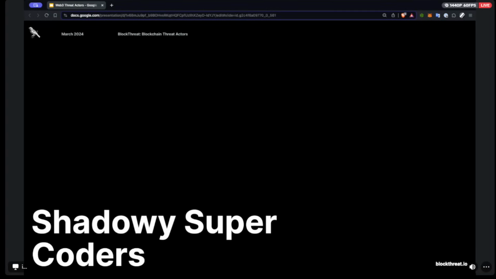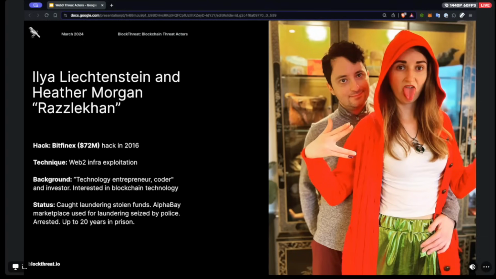Let's talk about shadowy super killers. This is probably what we hear about the most. Some examples: obviously Razzlekhan and Dutch Apple. That's an epic story on its own. The hack that they're known for happened back in 2016. There were no real smart contracts like that; Ethereum was just born. So we're talking about good old Web2 infrastructure exploitation.